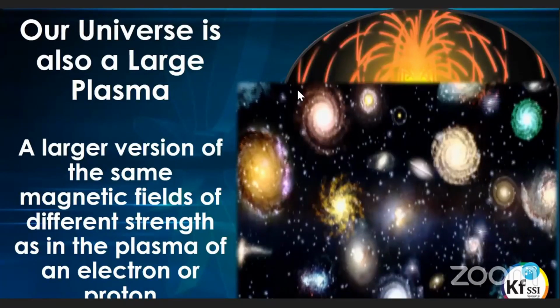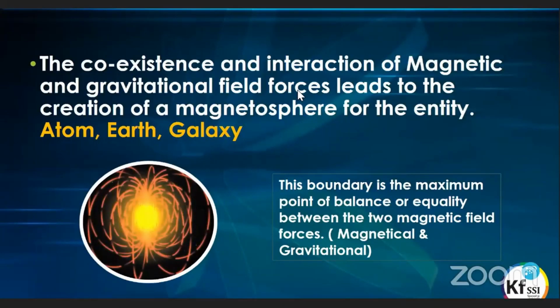And when we look at the coexistence and the interaction of these magnetic and gravitational field forces, it leads to the creation of a magnetosphere for the entity. So when we look at that atom, it has its own magnetosphere. The Earth has its magnetosphere that we can see. So would our solar system, so would the galaxy. So everything is the same. It's just the scale and the different field strengths. And this boundary is the maximum point of balance or equality between the two forces, magnetic and gravitational, which creates our magnetosphere.